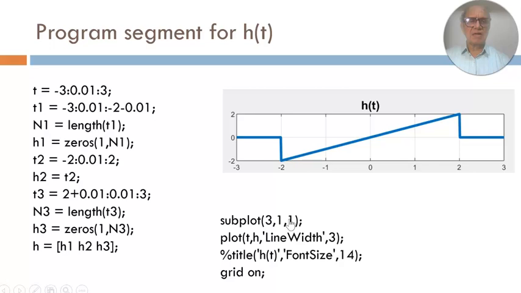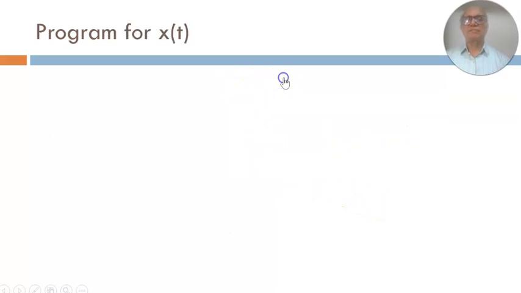This is a part of the entire program, and that program plots ht, it also plots xt, and it also plots convolution. That is why you require subplot 311. But this program segment simply plots ht, and indeed when this program is executed, ht will be plotted like this. Okay, so that is the program segment for ht.